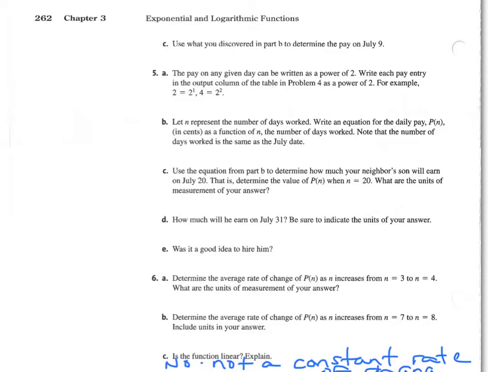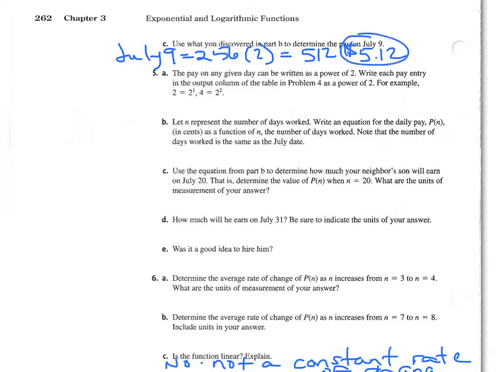Okay, so they're asking us to figure out the next day. So that's really just taking our table. The last one that we had on our table was that 256. Times that by 2, so on July 9th, we are going to get paid 512 cents. So in other words, $5.12. That would be our pay then.